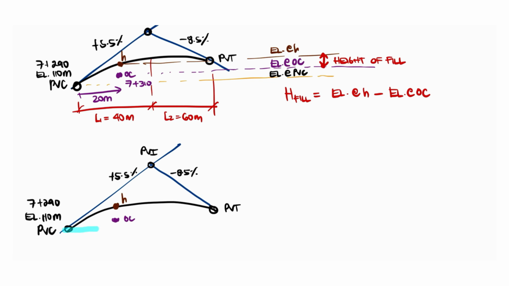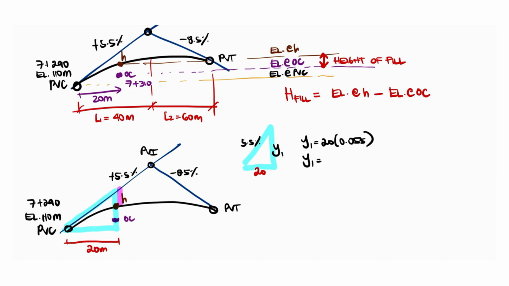To determine the elevation at point h, we begin by constructing a triangle from the reference station, which is the PVC, with its base extending to point h. After that, we will determine the vertical distance from the top of the triangle down to point h. As identified earlier, the distance from the PVC to the outcrop is 20 meters. Now, let's solve for the first triangle. The slope corresponds to the back tangent, which is 5.5%, and the base is 20 meters. The unknown is the height of the triangle, which we denote as y1. Using the slope relationship, y1 is equal to 20 times 0.055, which gives a height of 1.1 meters.